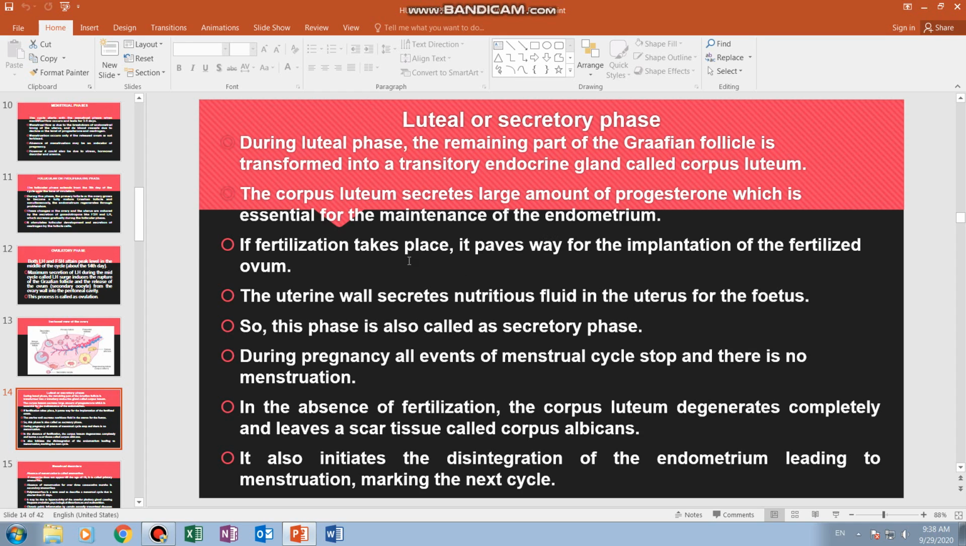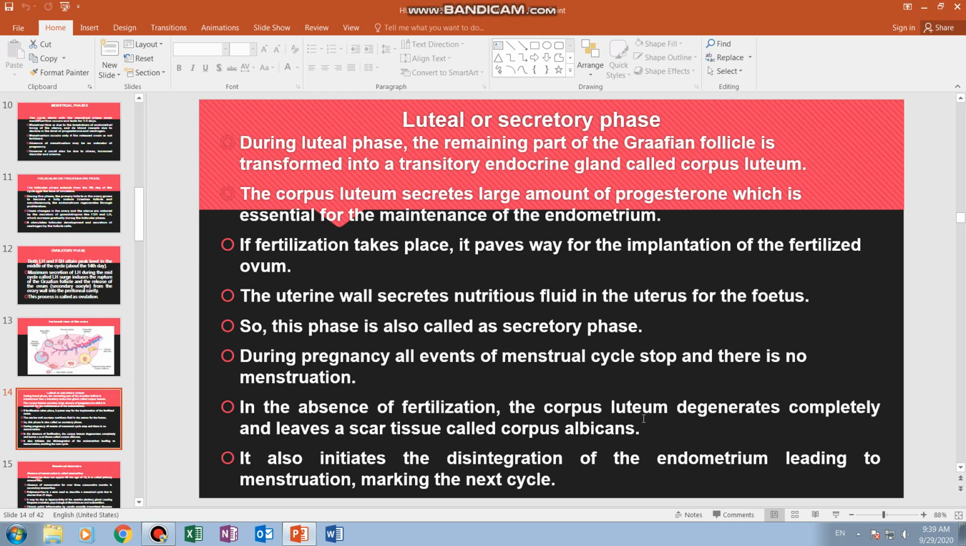If fertilization is completed, it paves the way for the implantation of the fertilized ovum. The uterine wall also secretes a nutritive fluid into the uterus for the development of the fetus. That is why this phase is called the secretory phase. During pregnancy, all events of the menstrual cycle stop and there is no menstruation. Once the pregnancy period starts, the menstrual cycle will stop.